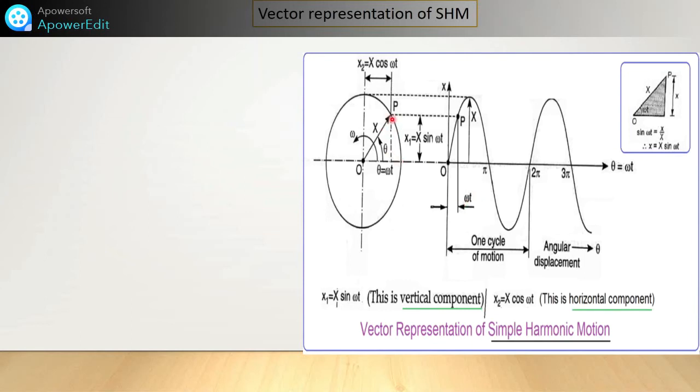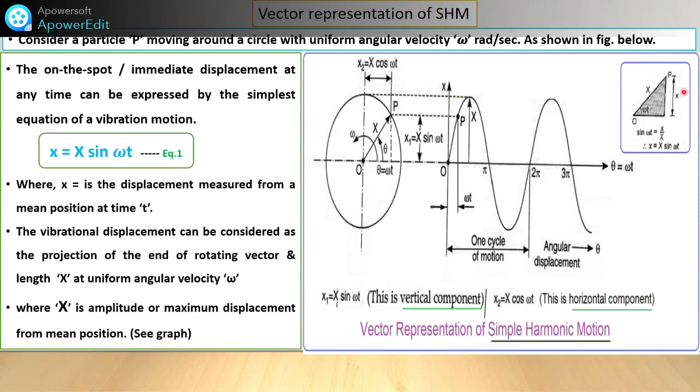From this position it will move, that is angle theta. How much? Omega t. And this is the amplitude, capital X, moving with the angular velocity. Friend, this is the vertical component: x1 is equal to x sin omega t, and x2 equals x cos omega t is the horizontal component. Similarly, we can calculate the horizontal component x2 as x cos omega t. But how is it found? See friend, we can find it out by using this triangle.